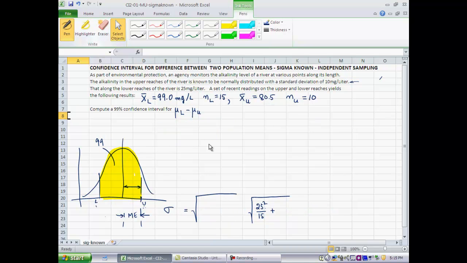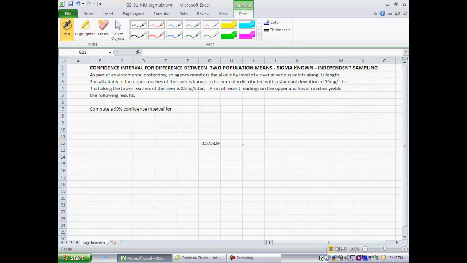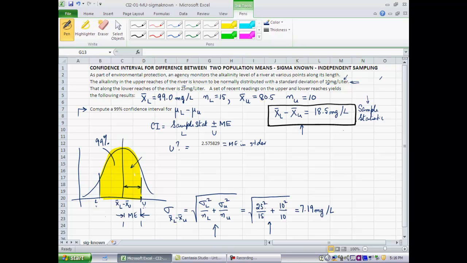Equal to NORM.S.INV, and the value I put in is not 99% but 0.995, because NORM.S.INV needs the area completely to the left of U, not just the yellow shaded portion in the middle. So this ends up being 2.575. So this 2.575 is the margin of error, but in standard deviations. So my margin of error has to be 2.575 standard deviations large.